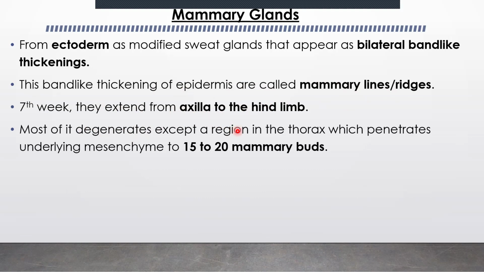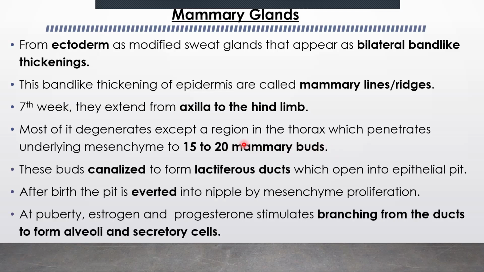So in this region in the thorax, the mammary ridge will penetrate downwards, forming 15 to 20 mammary buds. These epithelial band-like thickenings will proliferate and penetrate downwards into the underlying mesenchyme to form 15 to 20 mammary buds. These mammary buds will undergo canalization to form lactiferous ducts, and these lactiferous ducts will open where they came from, in the epithelial pit, the epidermis.